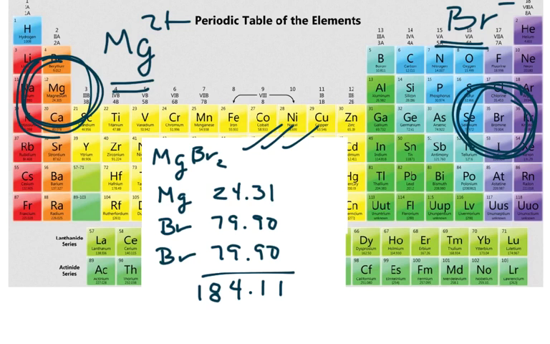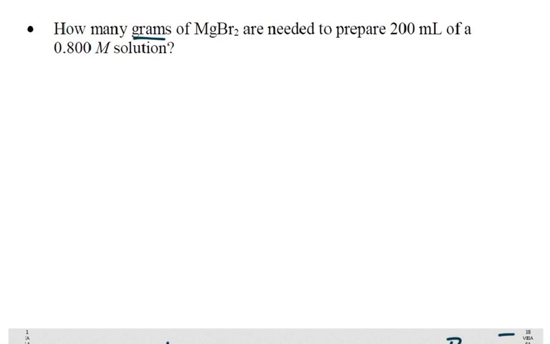I look them up on the periodic table. I can see that Mg is 24.31 and the bromines are 79.90 each. Add them all up, and that's 184.11 grams per mole. 184.11, we'll need that. So now let's go back. How many grams? So here I still have the three things I'm looking for. I'm looking for volume, I'm looking for moles, and I'm looking for molarity in my problem.